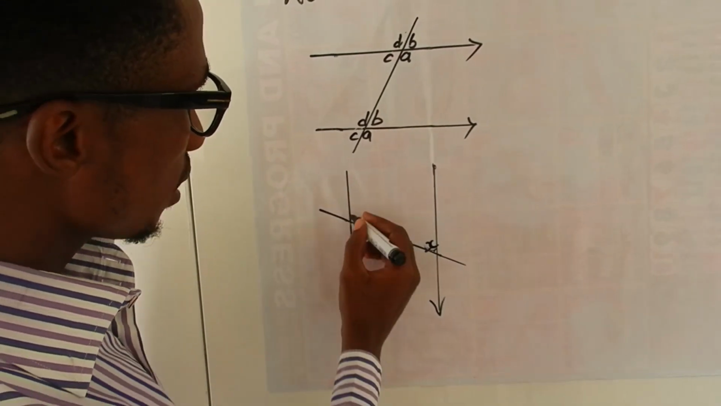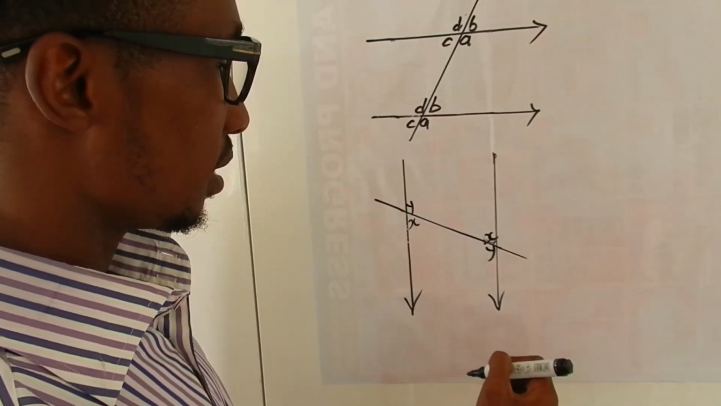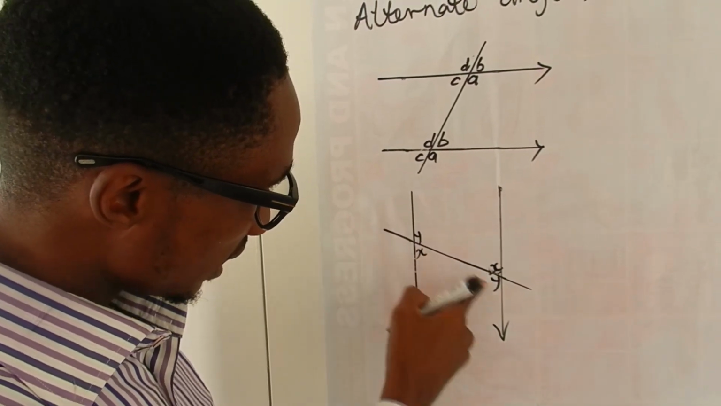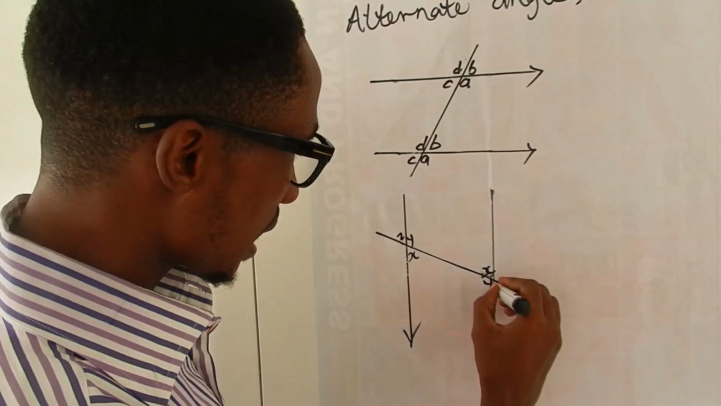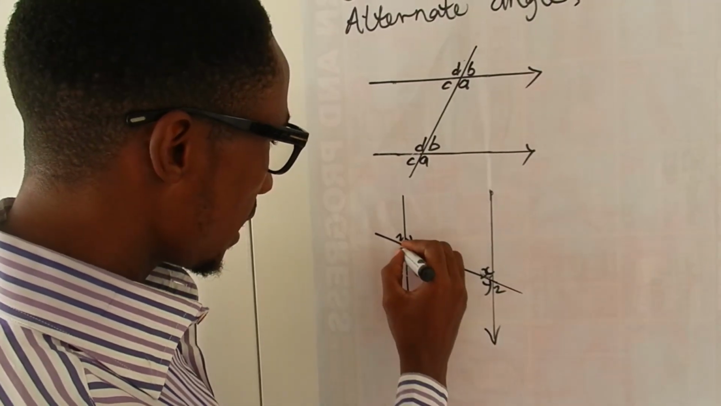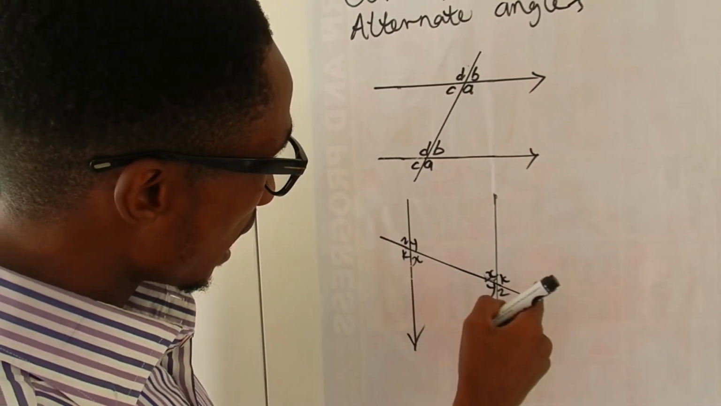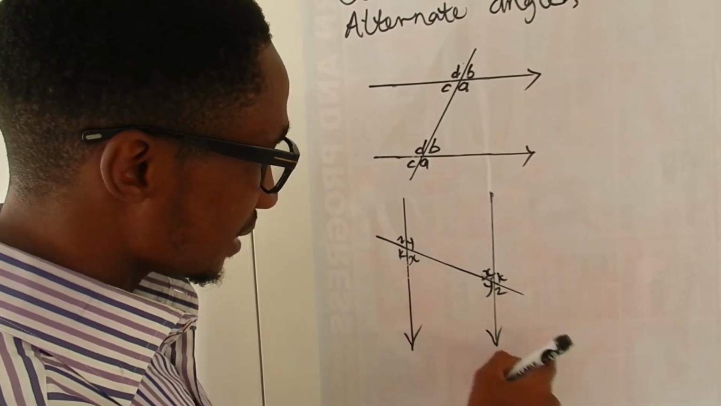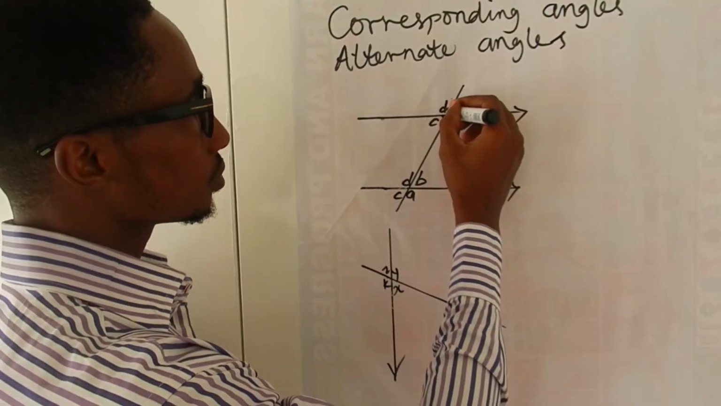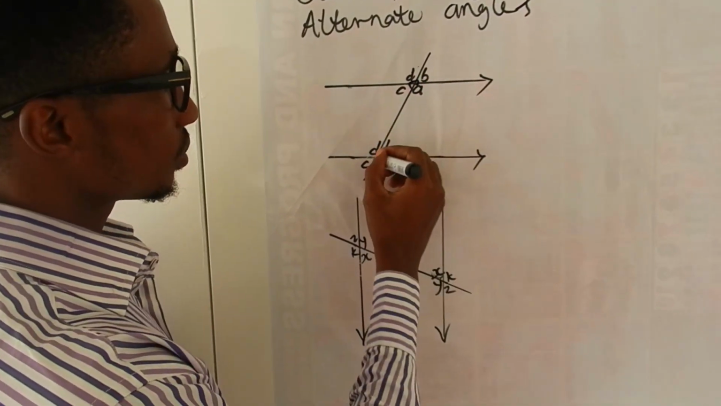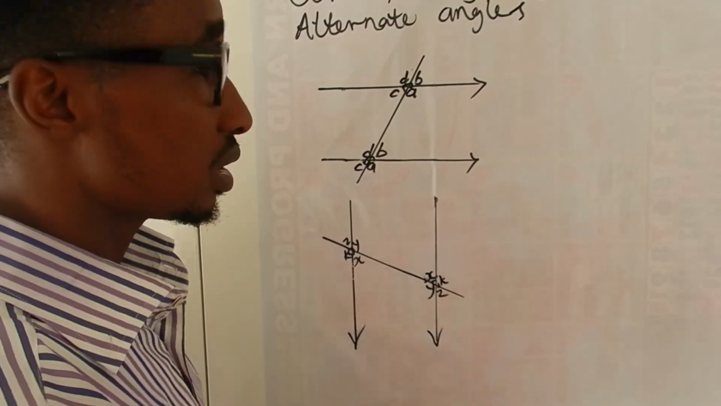Okay? This angle Y is equal to this angle Y. They are alternating. I can call here Z equals to this angle Z. I can call here K equals to this angle K. These angles are alternating. They are known as alternate angles. Okay? Now we're going to solve a problem on this.